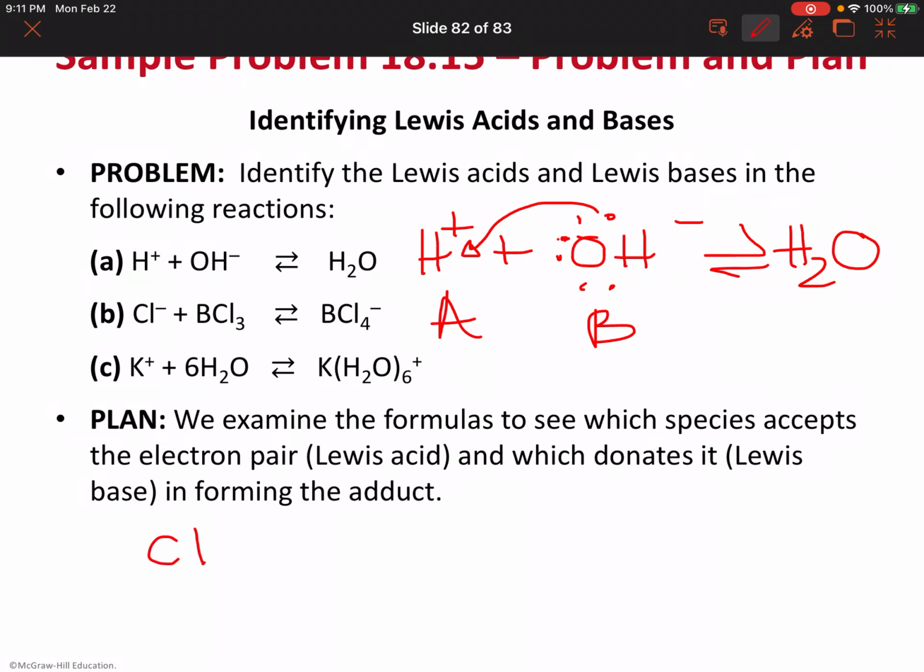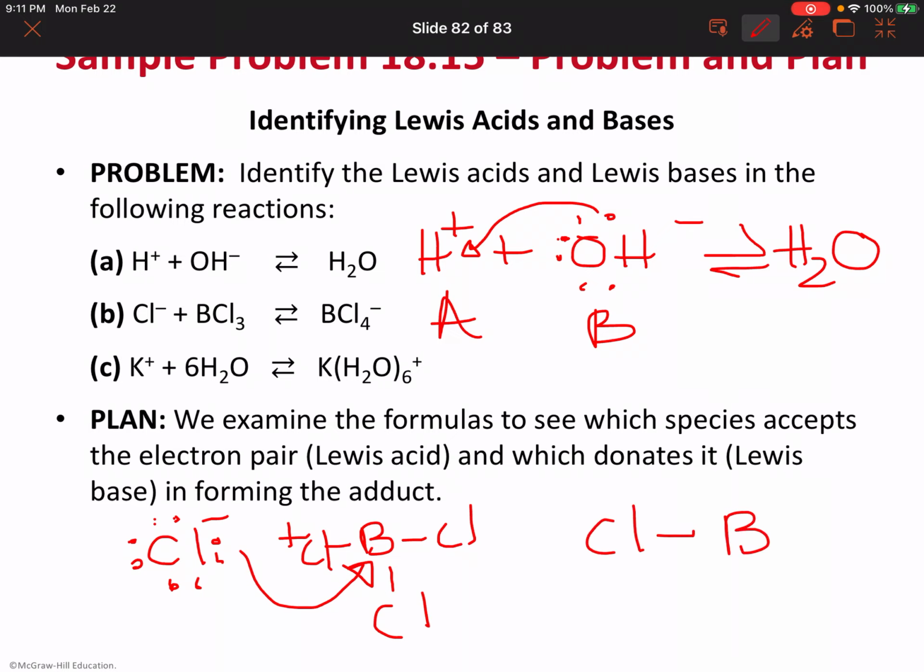Okay, and then chloride plus BCl3. If you draw the Lewis structure, chloride has 4 lone pairs. So a lone pair goes and forms a bond with boron. Boron is electron deficient, so you can form a bond: boron, Cl, Cl, Cl. So which one is the Lewis acid? The Lewis acid is BCl3 and the base is the chloride with lone pairs.